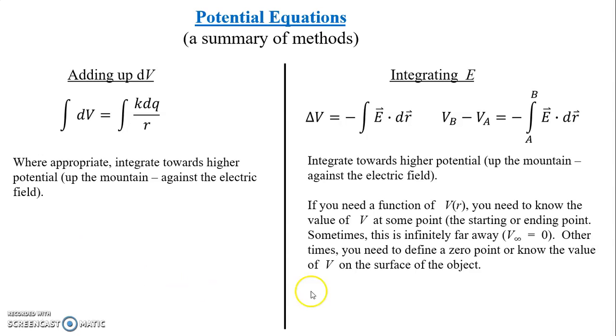But again, sometimes you don't even want a potential function. Sometimes you just want to know VB minus VA, in which case you just leave it as that. You leave it as a delta V, and that's fine as well.